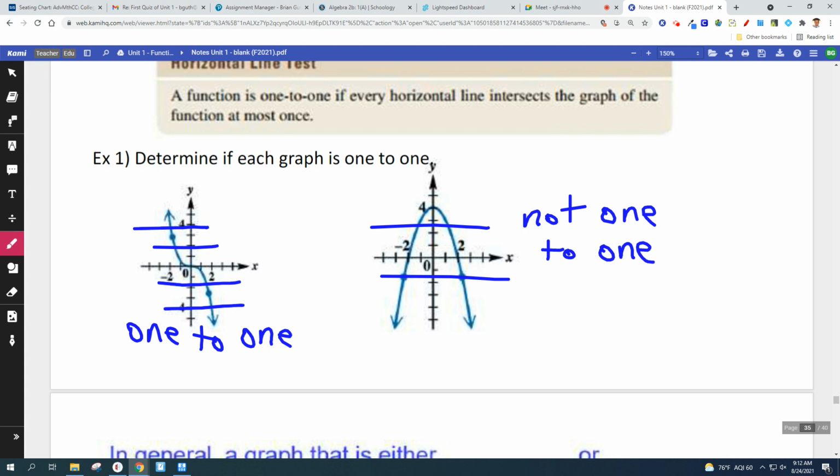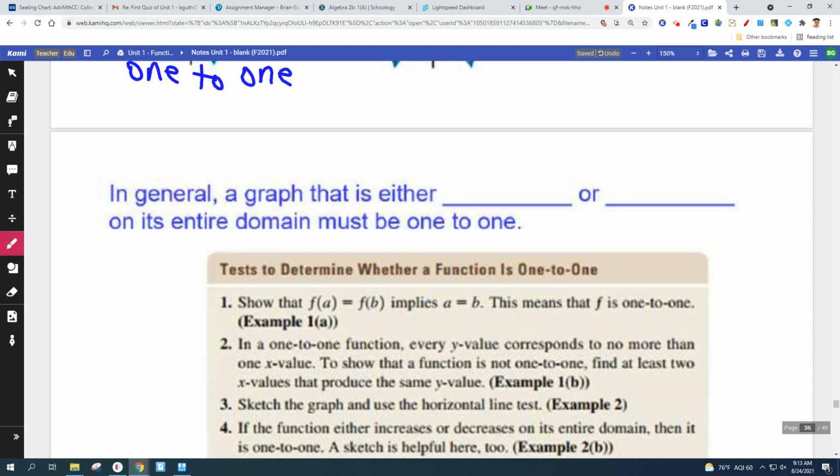And so the upshot of that is when it's not one-to-one, we can't really find an inverse. We would have to do something extra. That's way down the line. I don't really care to do that. We would have to restrict the domain and only look at part of the graph. But the short answer is horizontal line test shows me that that's not one-to-one, and that's going to mean we can't find the inverse function.